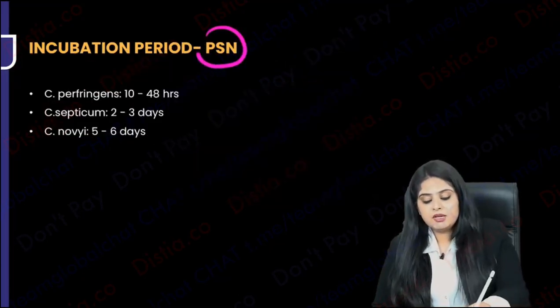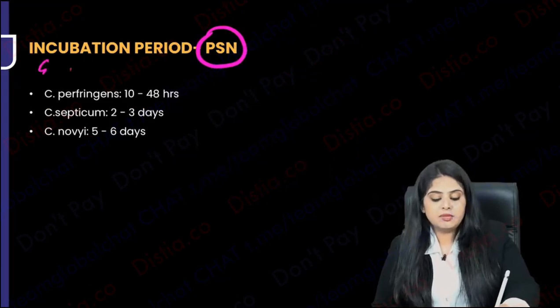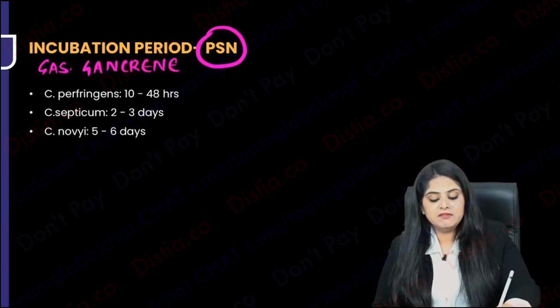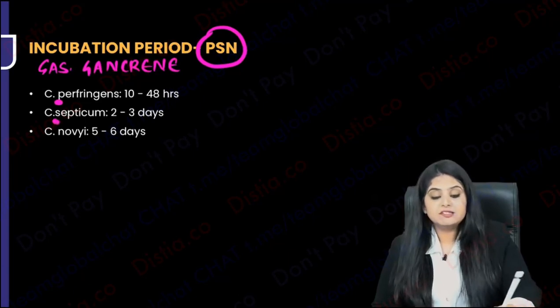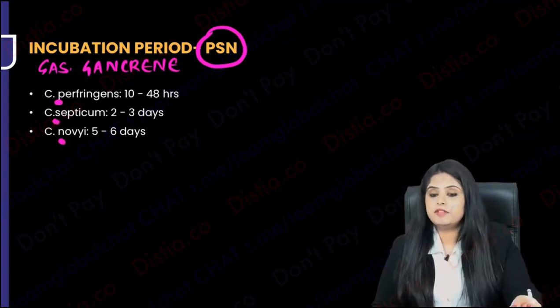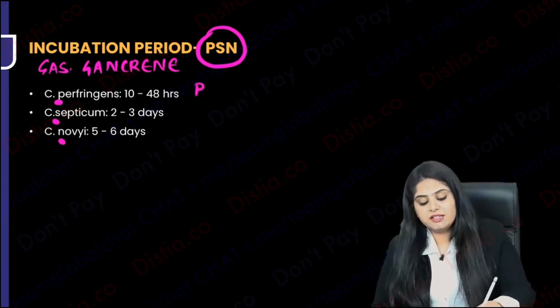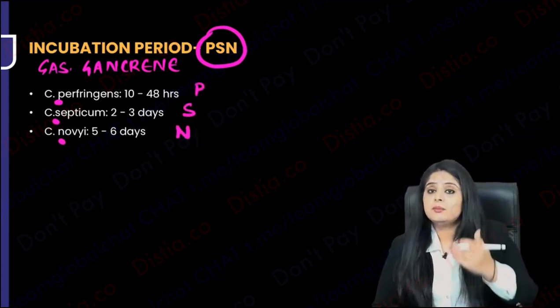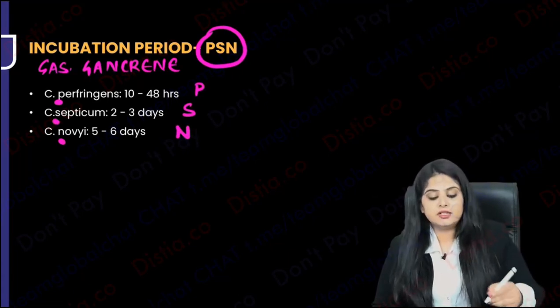No. Remember, gas gangrene is caused by PSN, not PSM. It is PSN. Gas gangrene is going to be caused by PSN. P for perfringens, we know. Septicum and novyi. Perfringens, septicum, novyi. Why have I said that you have to learn it as PSN? Because you will see that the incubation periods are increasing.